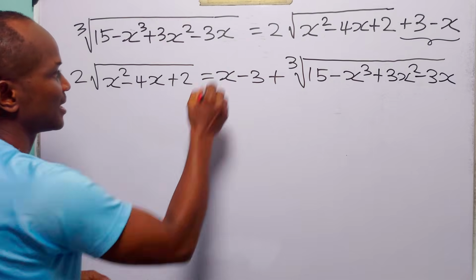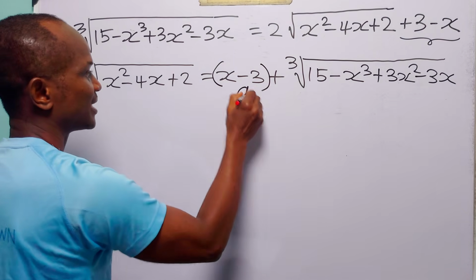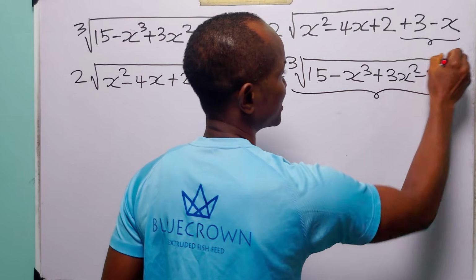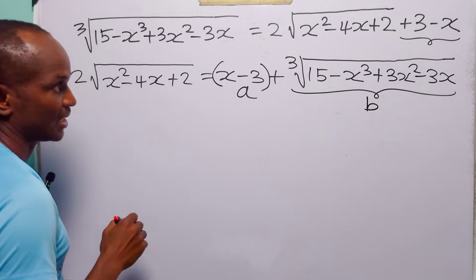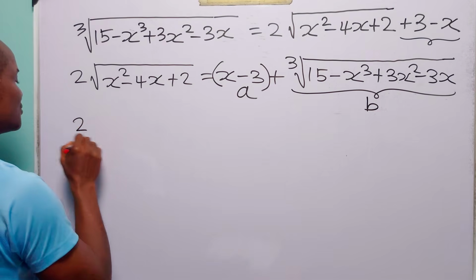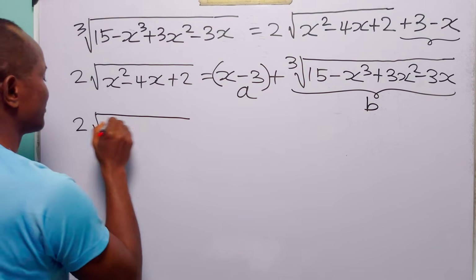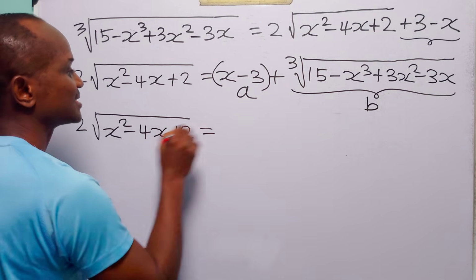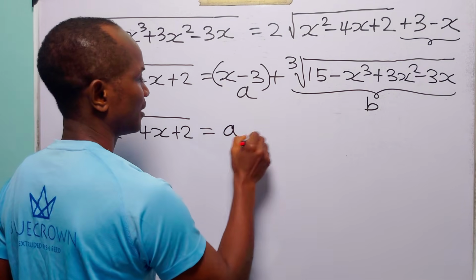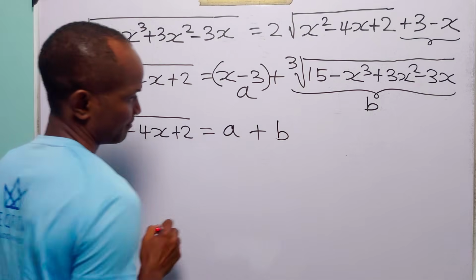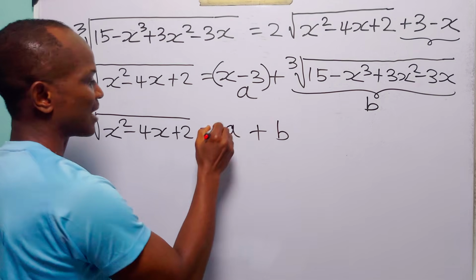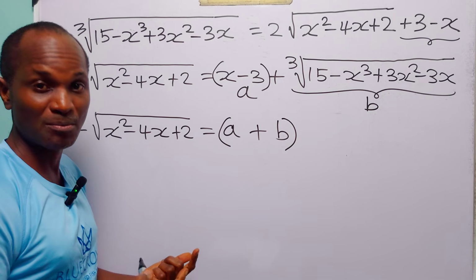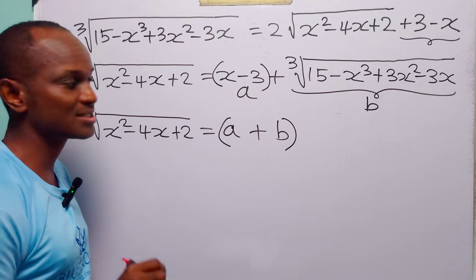Now, for simplicity, let x minus 3 be equal to a, while this cube root is equal to b. This simply means that 2 times the square root of x squared minus 4x plus 2 is equal to a plus b. The next thing we are going to do is that we will multiply the right-hand side of this equation by 1. Of course, you know that when we multiply by 1, everything remains the same.